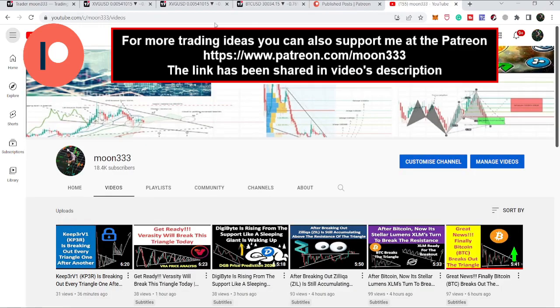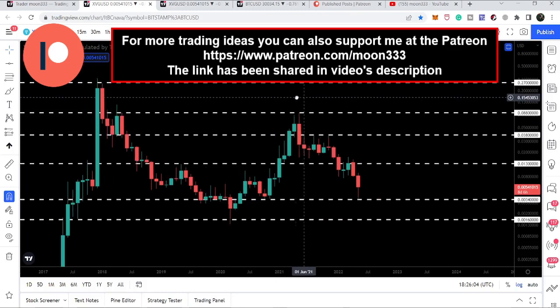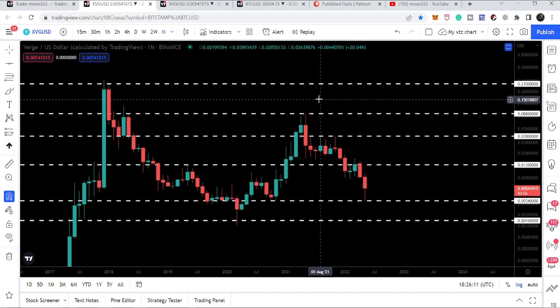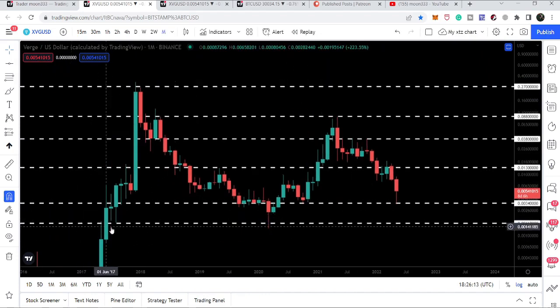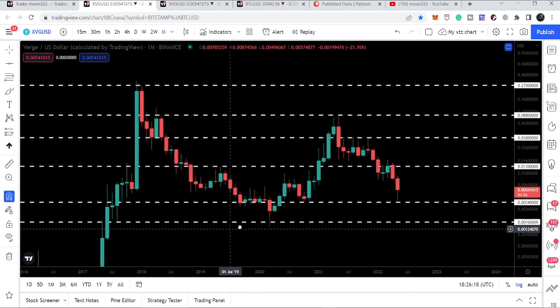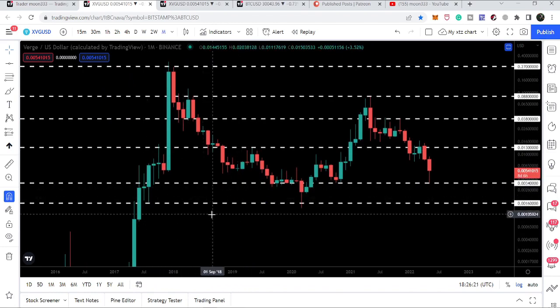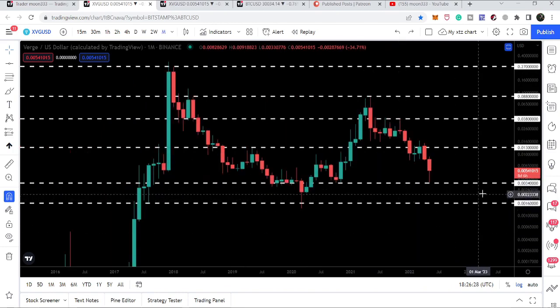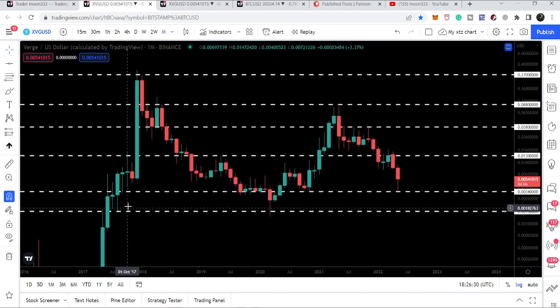So let's start the analysis. And first of all, let me show you some major support and resistance levels for XVG, and this is the weekly time frame chart. And here we can see that we have this last support here at $0.0016, and this can be our key support in case XVG breaks down. Right now we are moving above the support of $0.0034, and we can see previously this $0.0016 has been working as a support here and here as well.